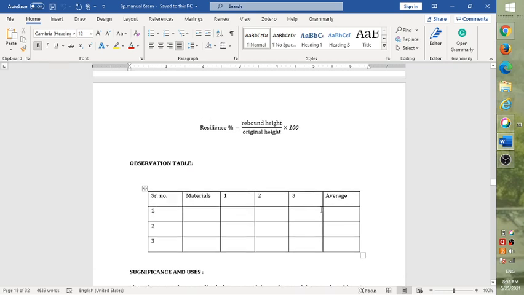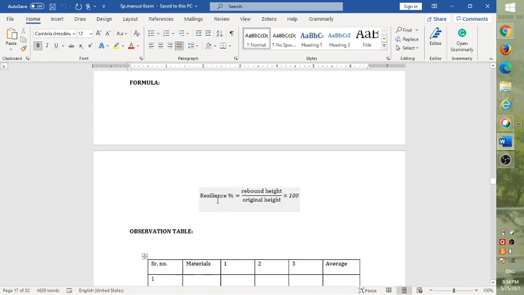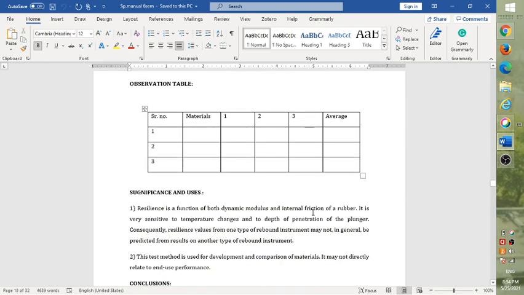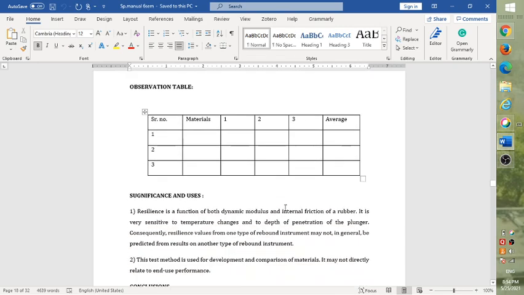So resilience is calculated by this formula. Percentage resilience equals rebound height upon original height into 100, and in this case the original height is 40. Whatever rebound you get, simply put it in the numerator upon 40 and into 100. So we will take the average reading, of course, in the numerator.